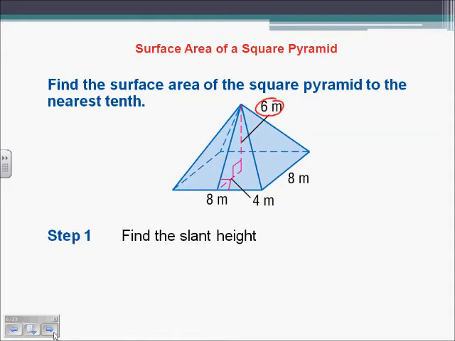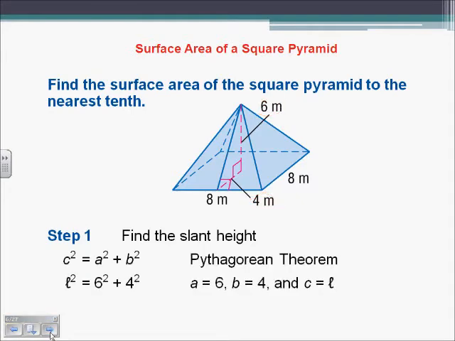Our actual height is 6 meters here, this part of the triangle. Our base of that triangle is 4 meters. That's what they tell us right here. So then we can use the Pythagorean theorem to find our slant height. We know a squared plus b squared equals c squared. So our slant height is going to equal 6 squared plus 4 squared. So 36 plus 16 is going to be 52. So our slant height is the square root of 52.